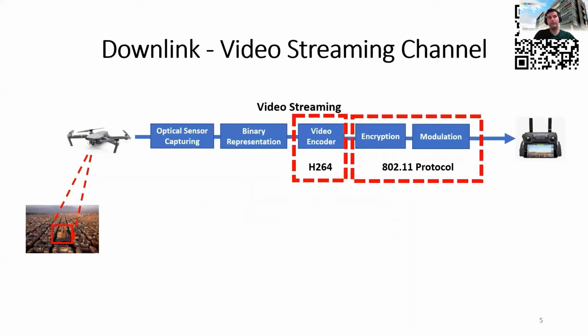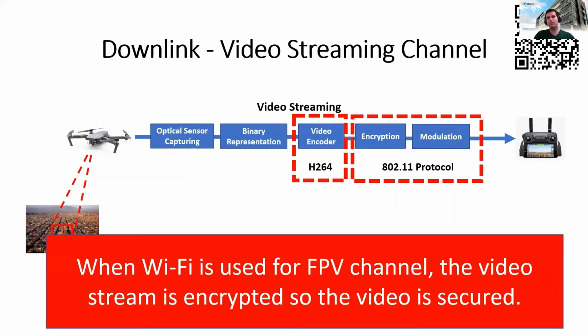And we actually focus on the downlink of drones, which is the video streaming channel, which consists of 5 stages. However, the last 3 stages are important, which are the video encoder, which is H.264, and encryption and modulation that is provided by Wi-Fi. Now, when Wi-Fi is used for the FPV channel for video streaming, the video stream is encrypted, so the video is completely secured.